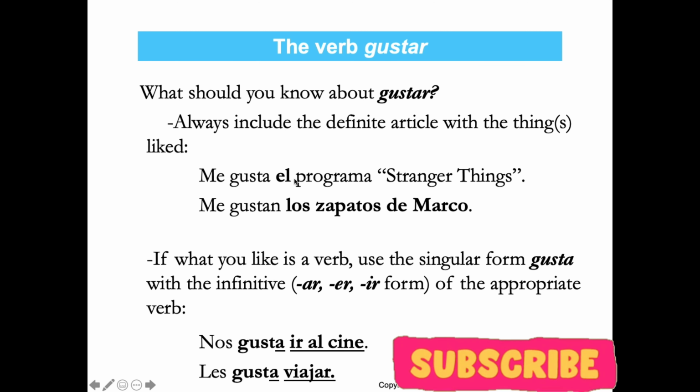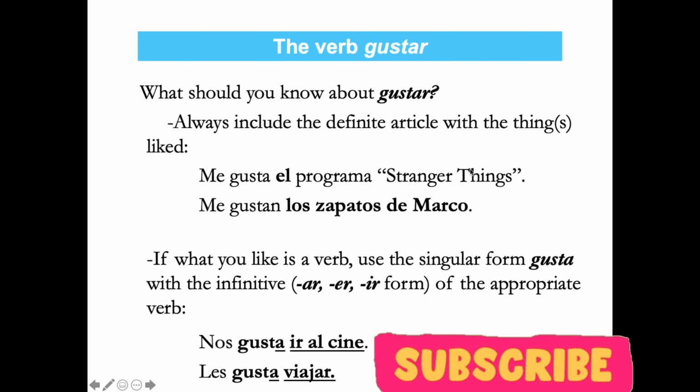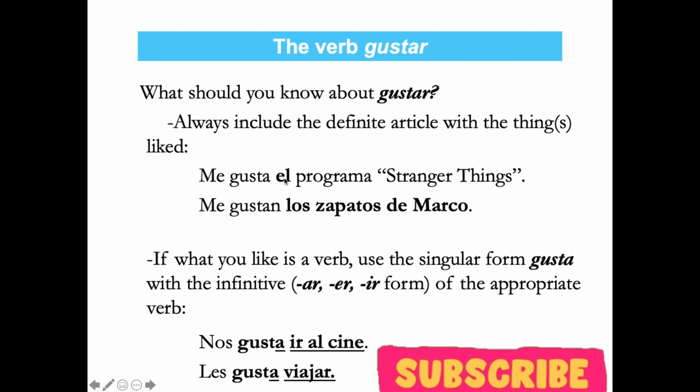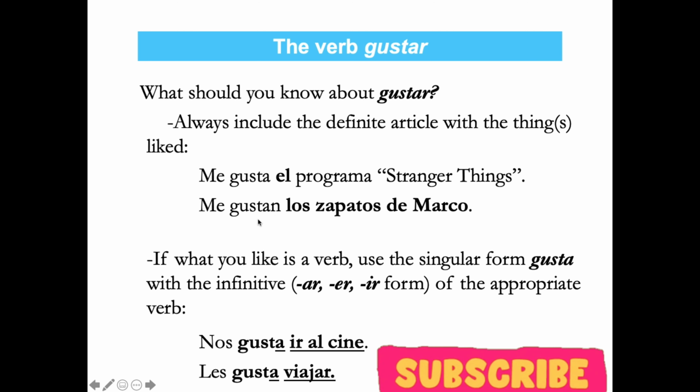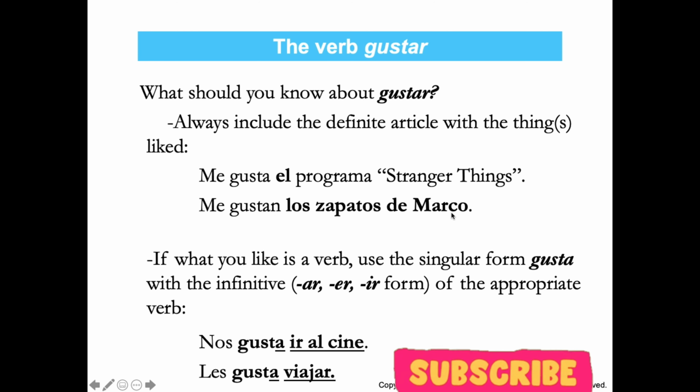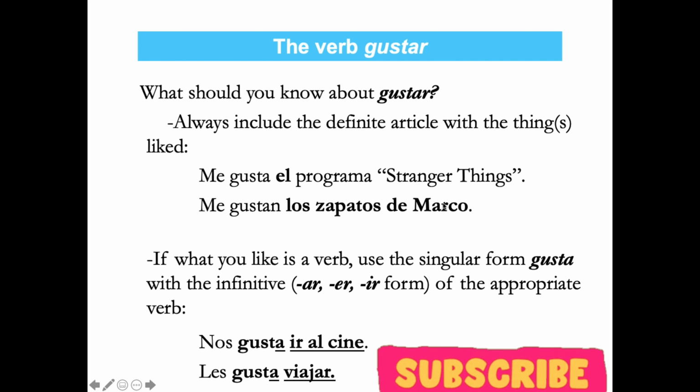Me gusta el programa Stranger Things. This definite article means the. I like the program Stranger Things. Me gustan los zapatos de Marco. I like Marco's shoes, or literally the shoes of Marco. The literal translation is the shoes of Marco are pleasing to me.